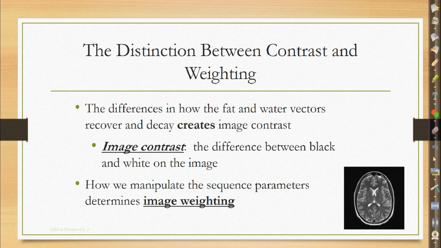So let's quickly define image contrast versus image weighting. The difference in how the fat and water vectors recover and decay creates image contrast. All our tissues are going to recover and decay, or what we call relax, at different rates. And I always like to talk about fat and water just because usually they're on the opposite ends of the spectrum, just because of how the molecule is composed. So image contrast, just like in X-ray, is the difference between black and white on the image, or your grays.